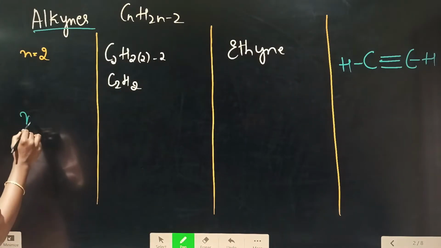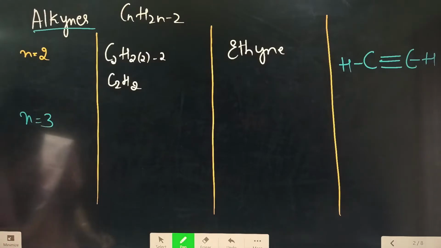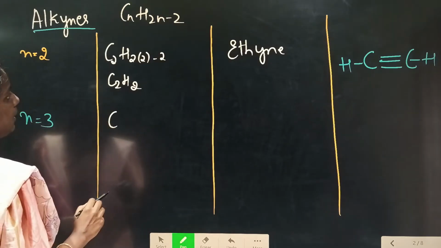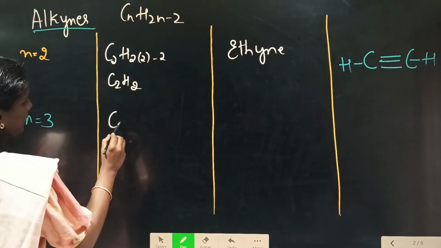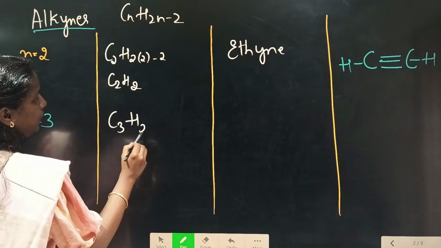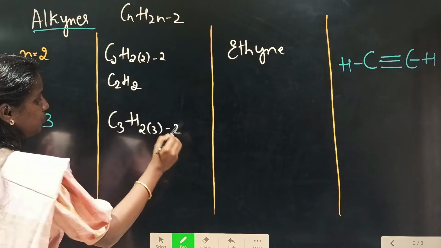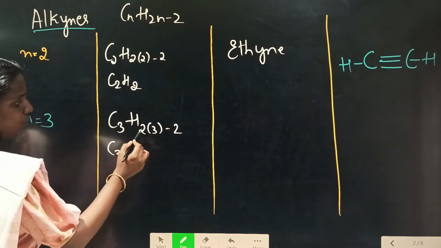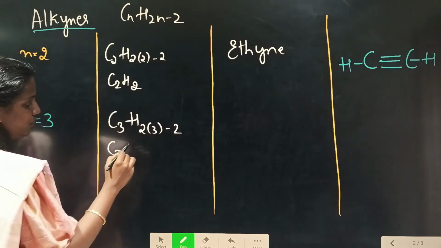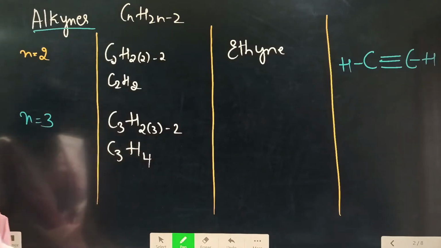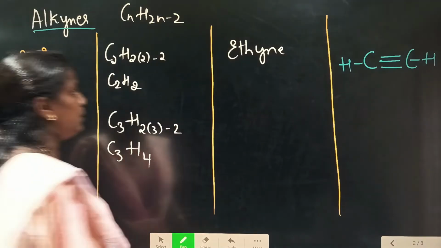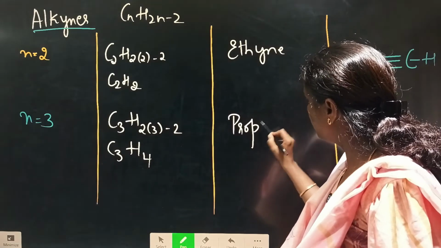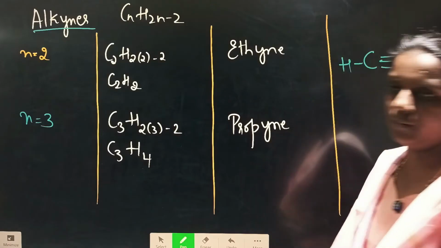When I go with n is equal to 3, next one, write the molecular formula. What is that? C3H 2 into 3 minus 2, right? So C3H, 3 twos are 6, 6 minus 2, 4. So C3H4. Then what will be the molecular name? Prop will be the 3. So this alkyne is propyne.